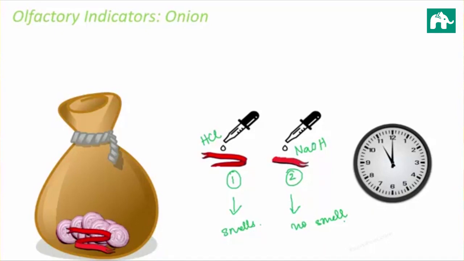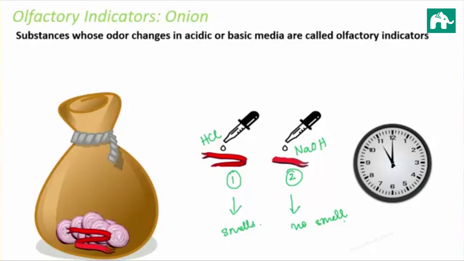That is why onion is called an olfactory indicator, because here we see that there is no change in color, but there is a change in smell. There's a change in smell when it is a base, but there is no change in smell when it is an acid. So these kinds of substances whose odor changes in acidic or basic media are called olfactory indicators, and onion is one example of an olfactory indicator.